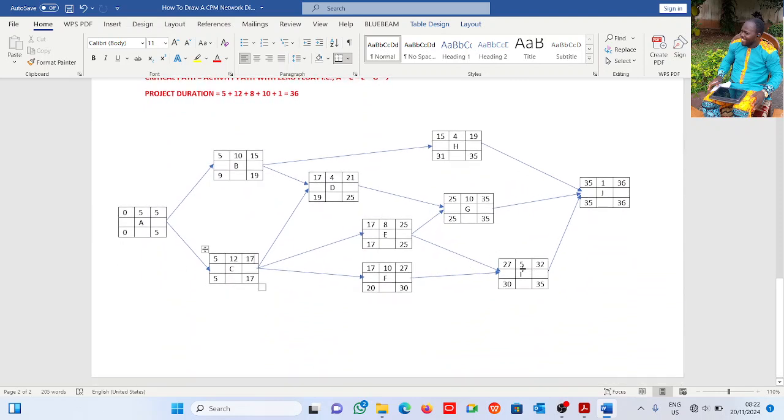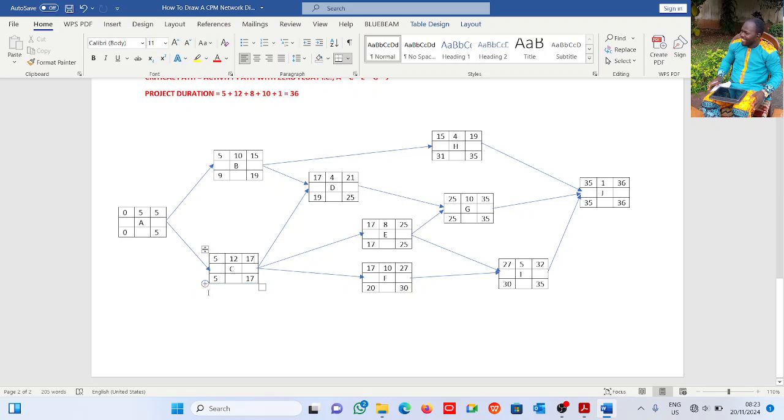I have 27 as an early finish, and 25. So I go with the higher one, 27. 27 plus 5 gives me 32. Now activity J has these 3 as predecessors: 19, 35, 32. What becomes my early start for activity J? I go with the higher one, 35. 35 plus 1 gives me 36. So this is how you run the forward pass.